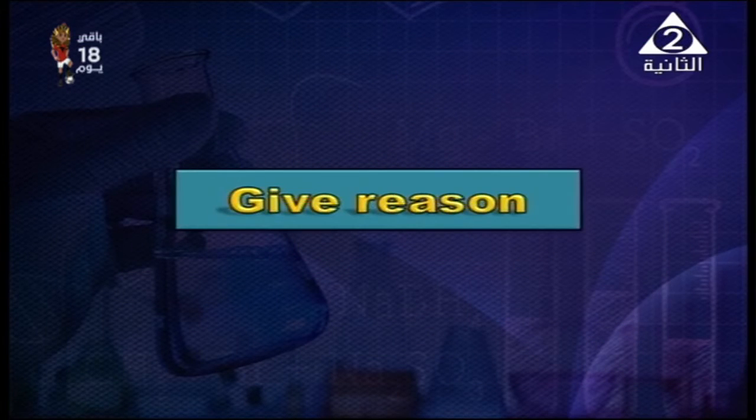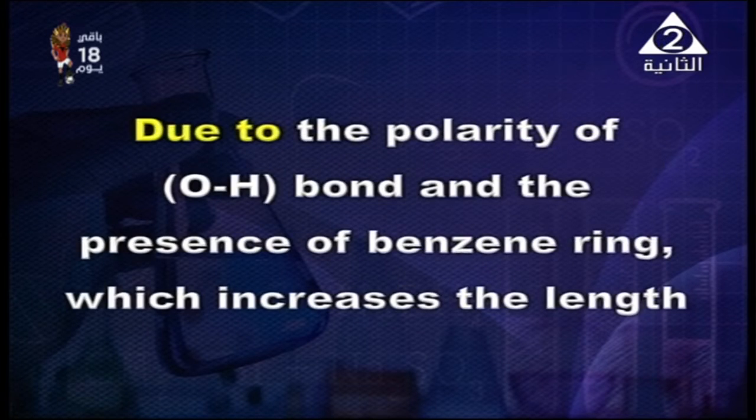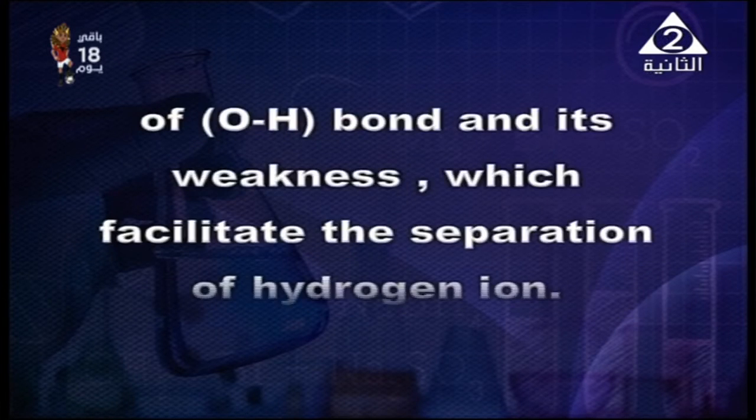We have a give reason at this point. Phenol is considered an acid, named in industry as carbolic acid. The reason for that is the polarity of the OH bond and the presence of the benzene ring, which increases the length of the OH bond of the hydroxyl group and its weakness, which facilitates the separation of hydrogen ion.